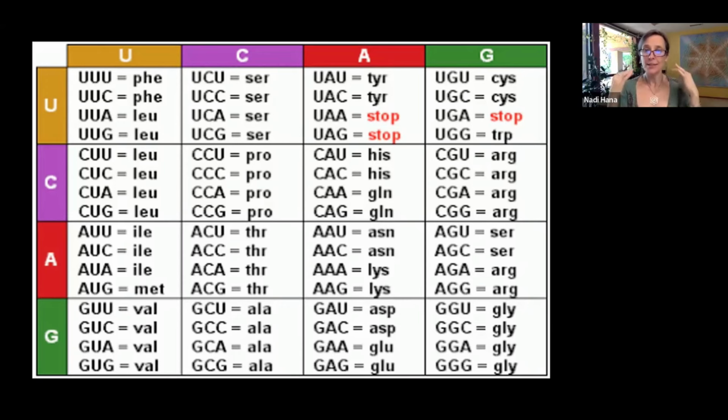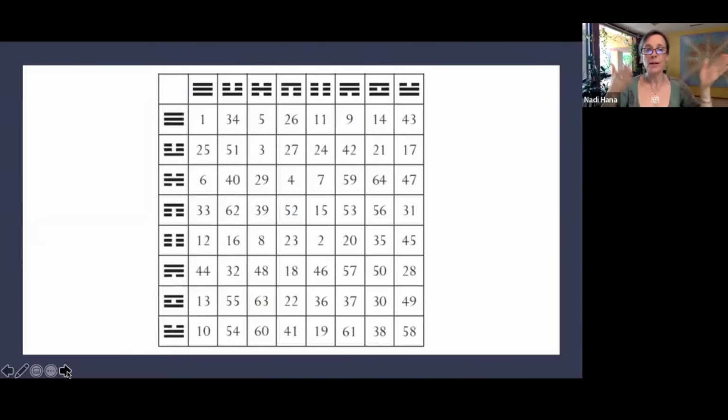And we're talking about 64 codons, 64 star tetrahedron, 64 hexagrams in the I Ching. There is something going on. Again, this is part of the larger picture. Who did this? What is this?